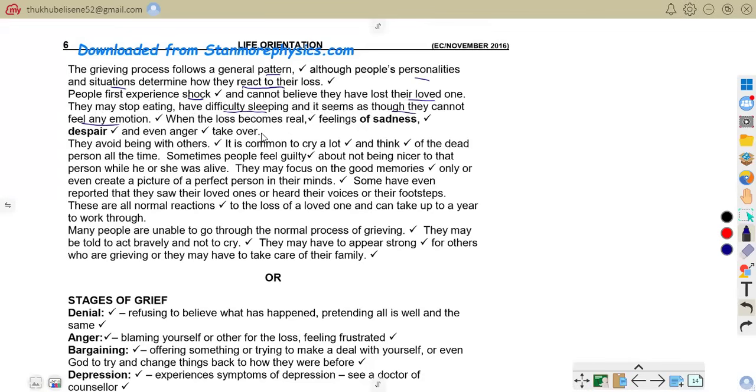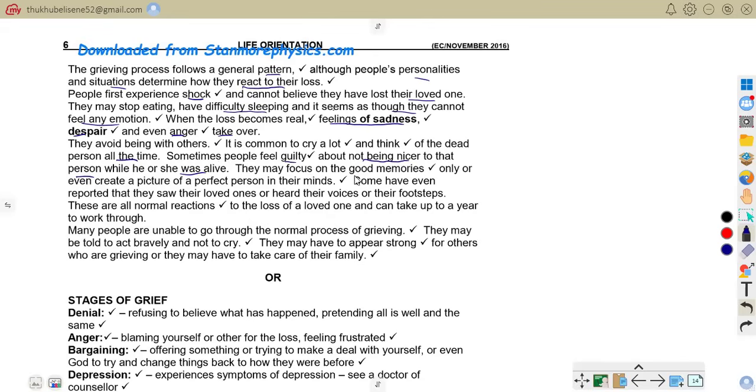When the loss becomes real, feelings of sadness, despair, and even anger take over. They avoid being with others. It's common to cry a lot and think of the dead person. Sometimes people feel guilty about not being nice to this person while he or she was alive.